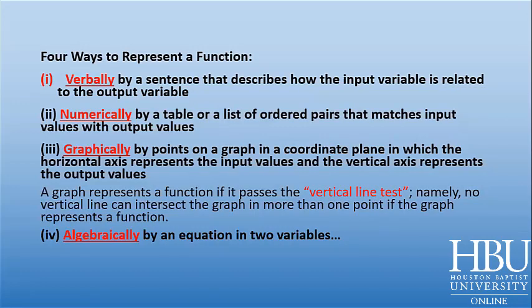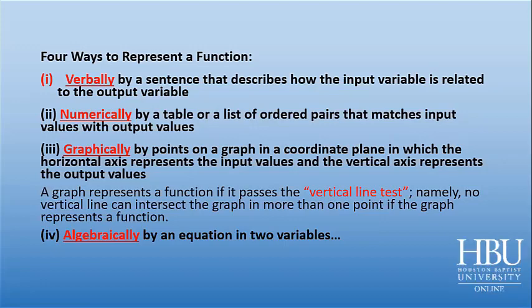We can represent it verbally by a sentence that describes how the input variable is related to the output variable. For example, I could say a function f takes any input and doubles it. If a function has a finite number of ordered pairs, you can specify it numerically just by making a table or a list of those ordered pairs that would match the input values with the output values. Also, you can represent a function graphically by points in a coordinate plane, again remembering that the horizontal axis would represent the input values and the vertical axis would represent the output values.